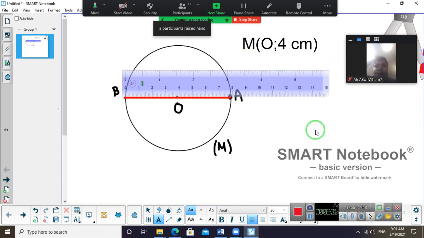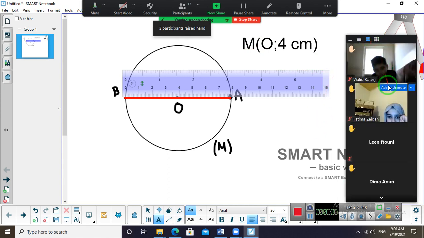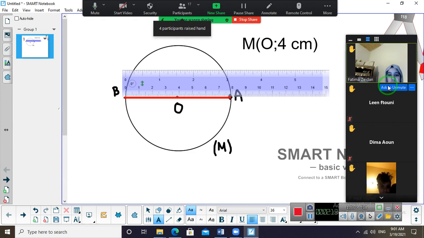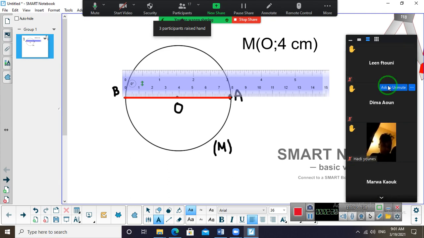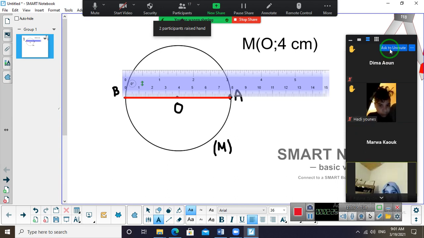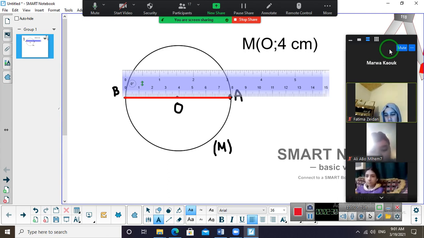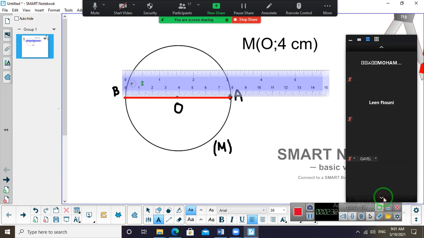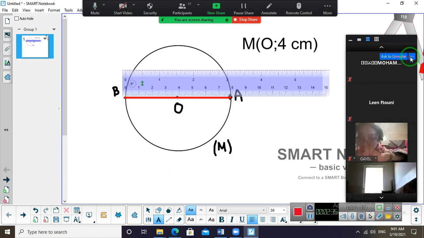Who wants to tell me what is the length of AB as you see here in the figure? Yes, Fatima Zaidan. Miss, it's 8 centimeters. So, what can we say about a relation between 4 and 8? What is the relation between 4 and 8?